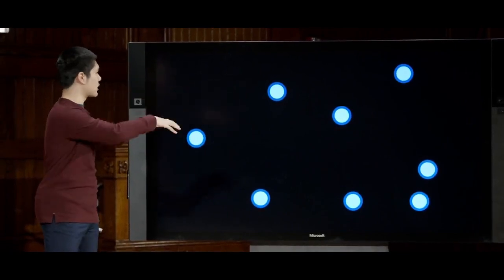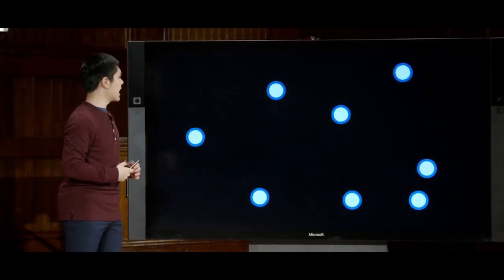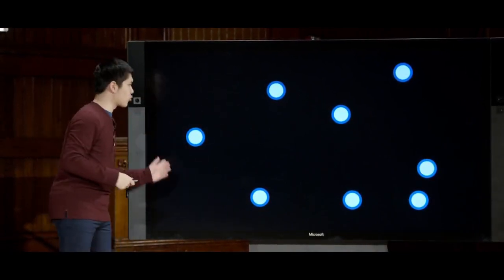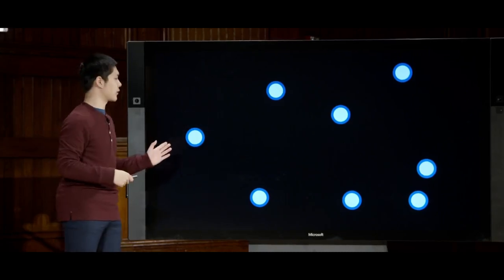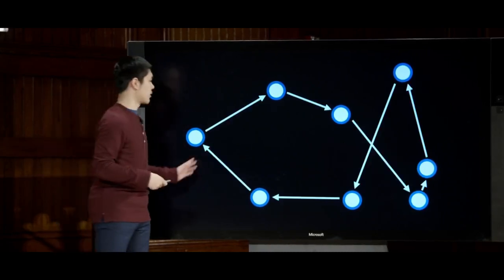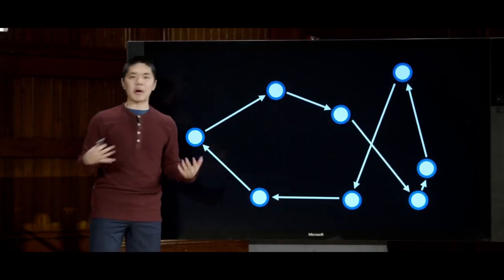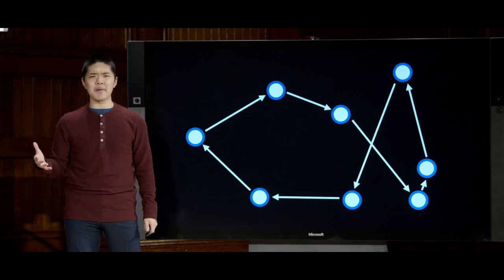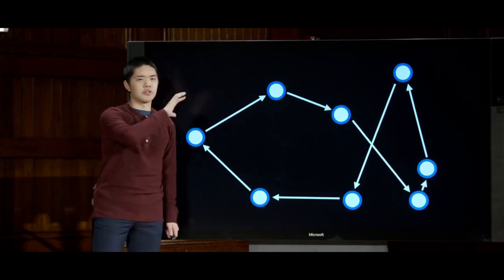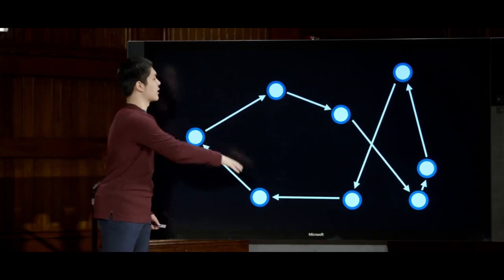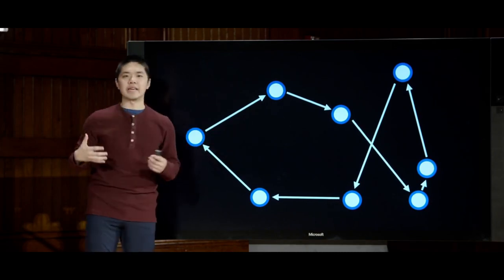I have a whole bunch of cities here indicated by these dots. And what I'd like to do is find some route that takes me through all of the cities and ends up back where I started. So some route that starts here, goes through all these cities, and ends up back where I originally started. And what I might like to do is minimize the total distance that I have to travel, or the total cost of taking this entire path.